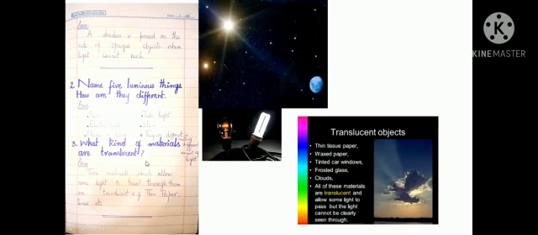What kind of materials are translucent? Those materials which allow some light to travel through them are translucent. For example, paper, tissue, etc. Some examples of translucent objects are given here. You can see that glasses, clouds are examples of translucent objects. Means they are allowing some rays of light to pass through. All of these materials are translucent, allow some light to pass, but the light cannot be clearly seen through.